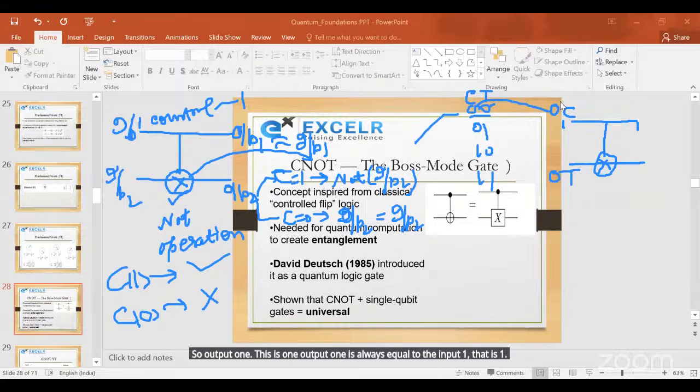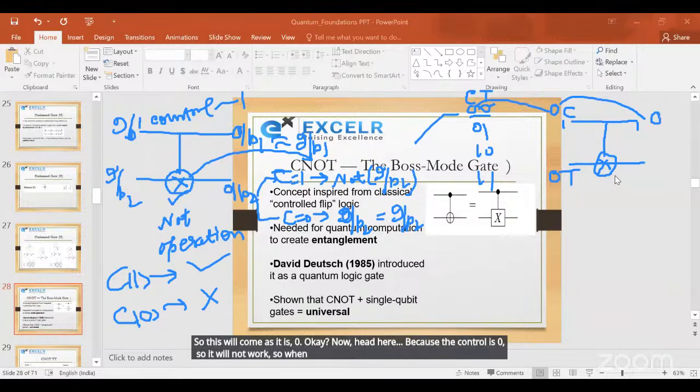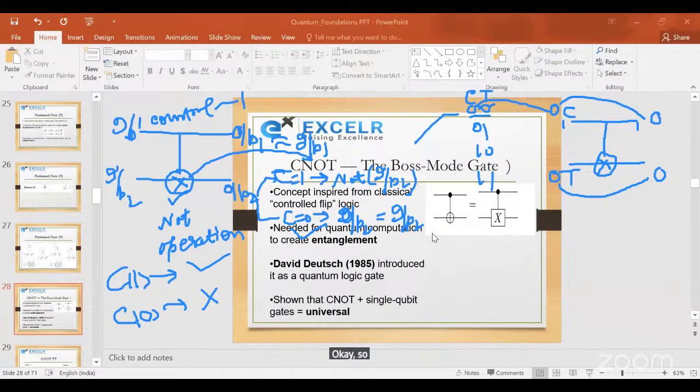Oh, sorry, 0. So this will come as it is, 0. Now here, because the control is 0, it will not work. The function of the X gate is to invert, but it is not inverting. So 0 remains as it is here. So this condition will apply.